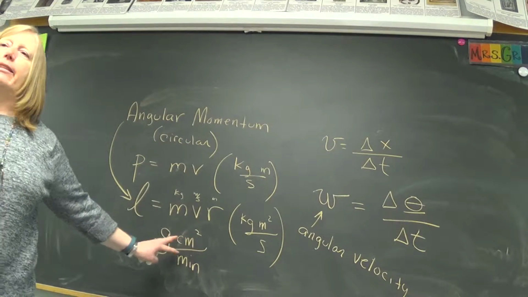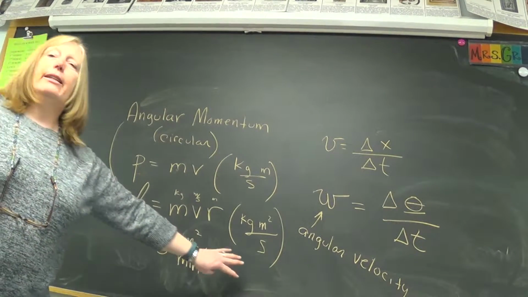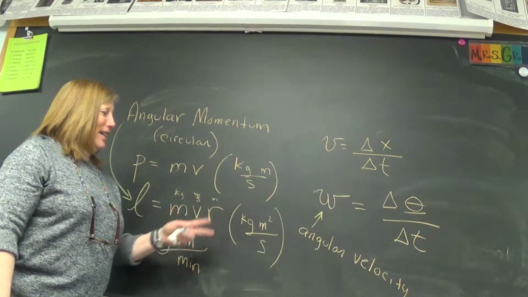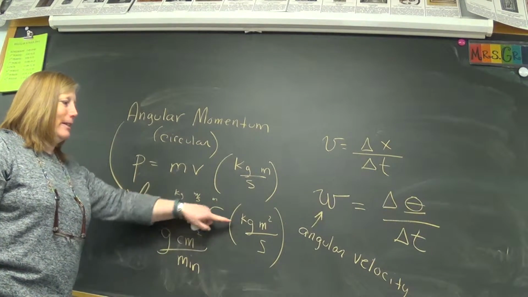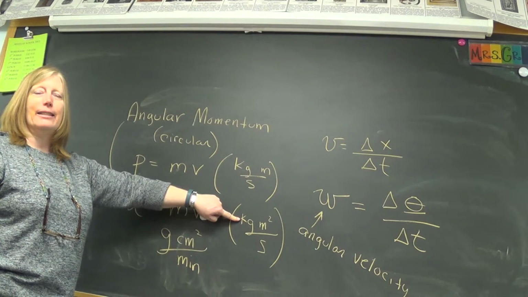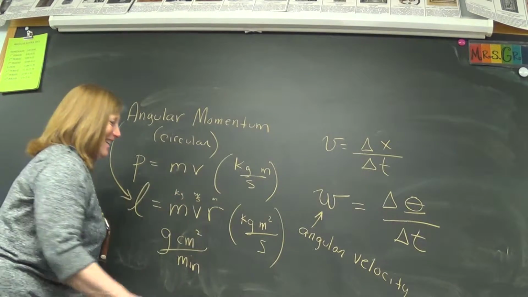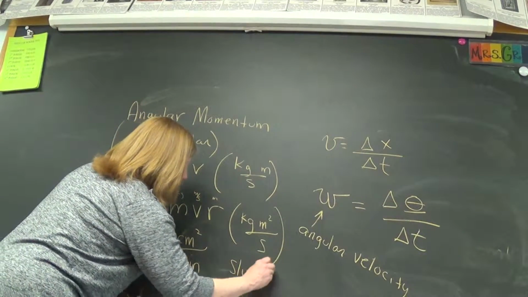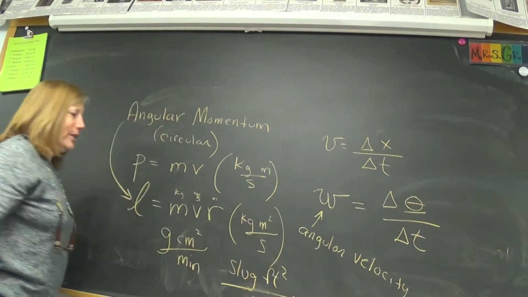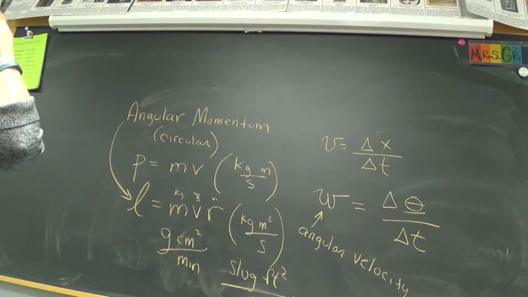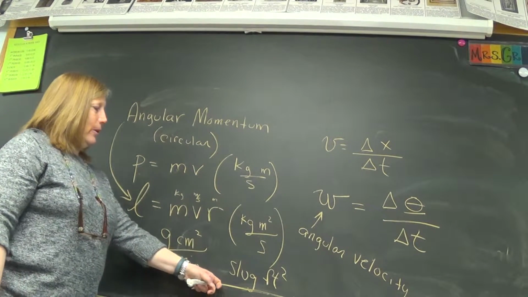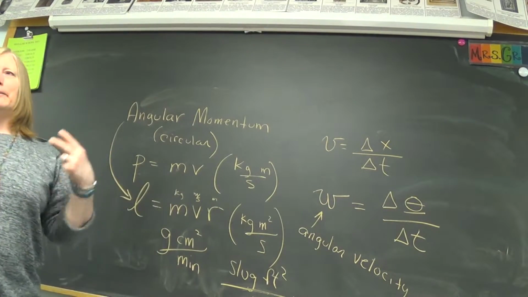Can you give me one? This is in metric land. Can you give me one in the land of America? What would be a typical unit for angular momentum? Pound foot squared per minute. Not pound, because mass is slug. Slug foot squared per whatever, minute or second or hour, whatever unit of time you want to put in there, is a typical unit for angular momentum in America.